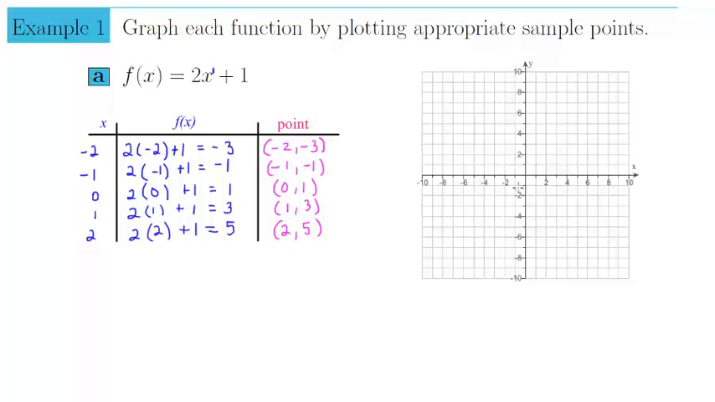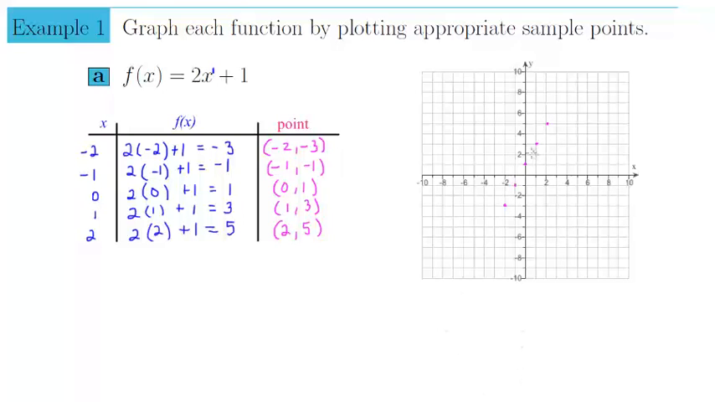So finally, to get the graph of the function, I have to plot each of these points in my xy plane and then connect the dots. Because it's a linear function, this should end up looking like a line. But let's see what happens. -2, -3 means I go -2 on the x-axis, -3 on the y-axis, put a point. -1, -1, 0, 1, 1, 3, 2, 5. So there's all my sample points, and it's looking like a line, so that's good.